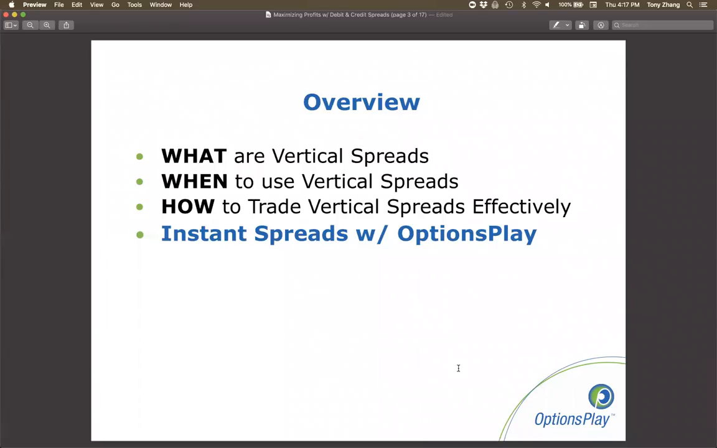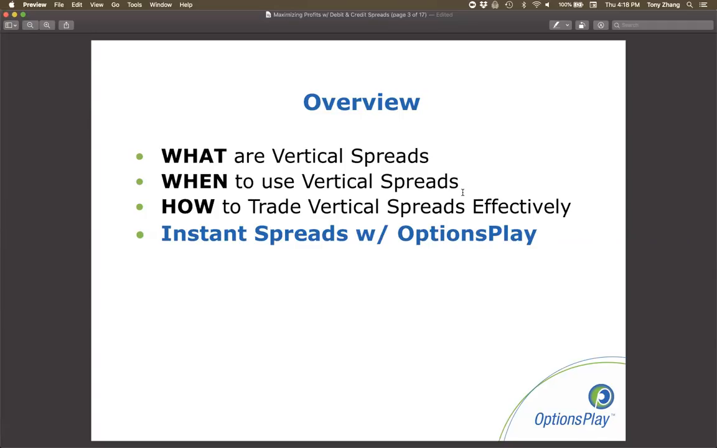But there are different types of vertical spreads, and that's really what we're here to cover: the difference between the two major categories of vertical spreads that you would trade. Make sure you understand the difference between the two so that you're utilizing them as efficiently as possible to maximize your profits. Next, I want to talk about when to use vertical spreads, because that's actually what's going to help you determine which strategy is best, whether you should be trading debit versus credit spreads.